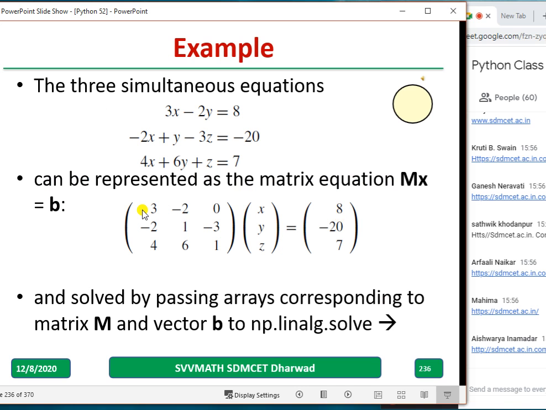Let us take a simple example. Three simultaneous equations are there. These can be represented as a matrix and solved by passing arrays corresponding to the matrix M and vector B to np.linalg.solve. We'll see the small program. You can copy down this example before you go to the program.